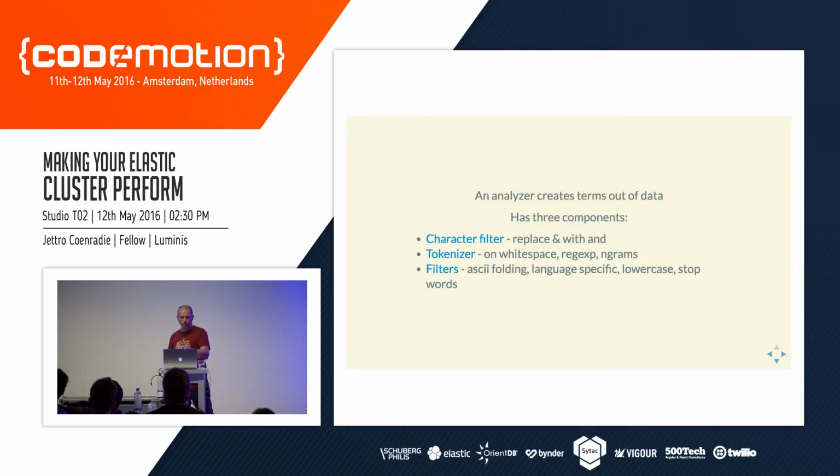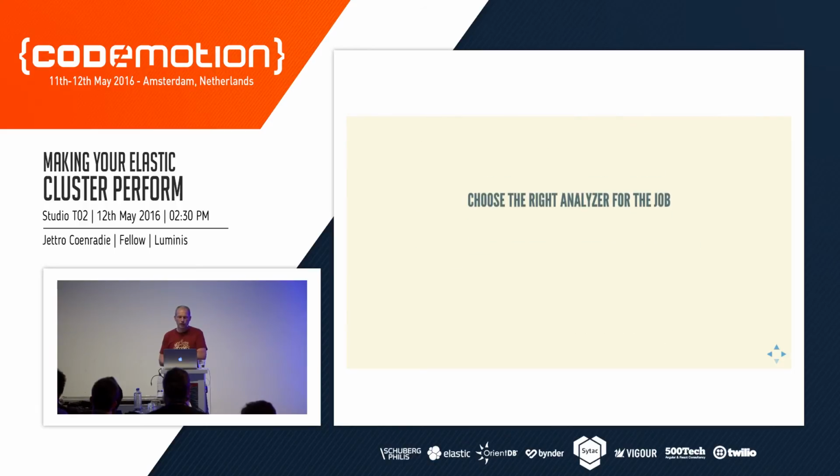And another filter is, for instance, ASCII folding, which would map the strange characters into the normal ASCII characters, and maybe language-specific things like stemming and the more interesting stuff. That's what you do with the analyzer. And it's really important that you think about this analyzer, because this is what enables a lot of very specific features in Elasticsearch.